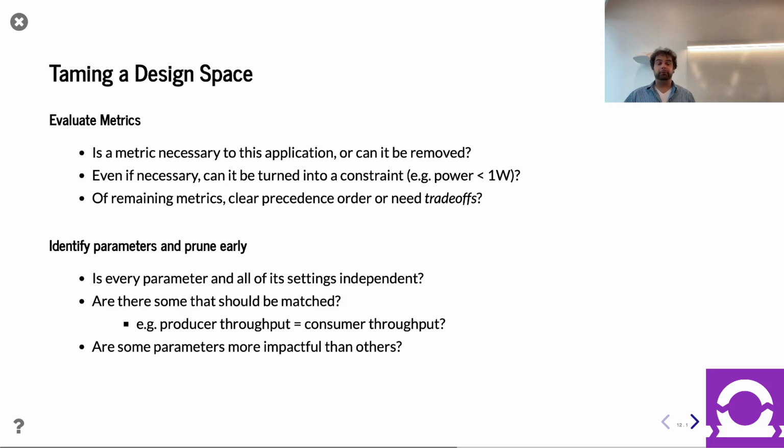Some parameters are more impactful. Perhaps you want to change really big things like, let's say, the number of cores in your design. And then you can change smaller things like the internals of the core, right? And so this is just the ground rules for getting started. We're going to fine tune both of these things in a second. I'm going to pause here for any questions so far.